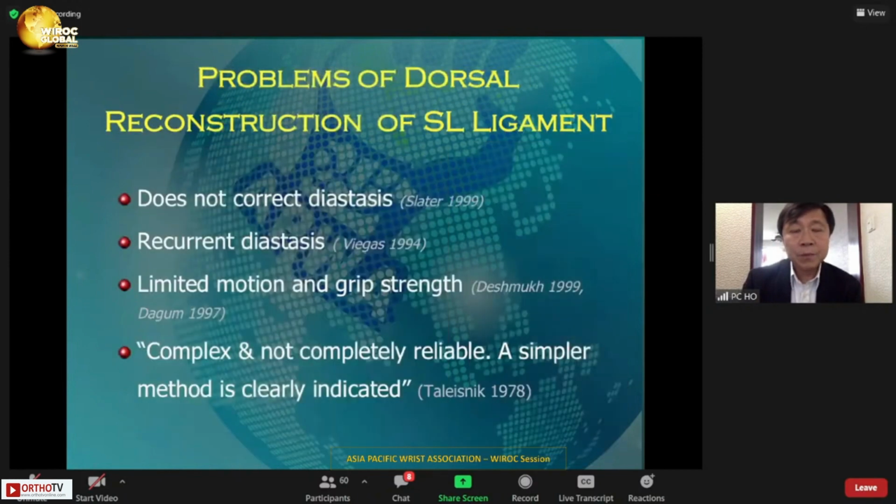So most of the methods, particularly in the past, focused on dorsal reconstruction, thinking that the dorsal ligament is the strongest. But it may not be really true, because very often this dorsal reconstruction does not correct the diastasis and may result in recurrent diastasis. And more importantly, most of these reconstructions actually limit motion and grip strength.